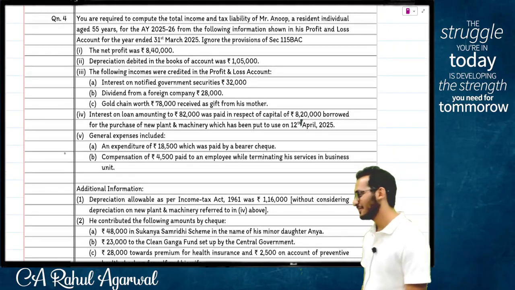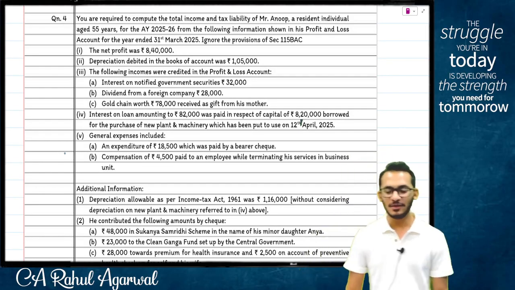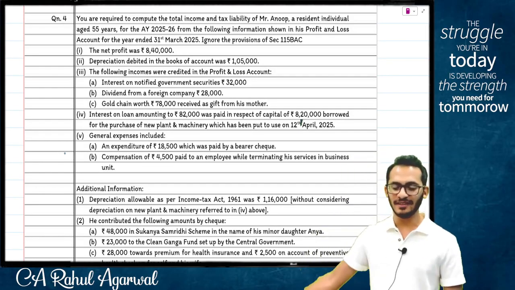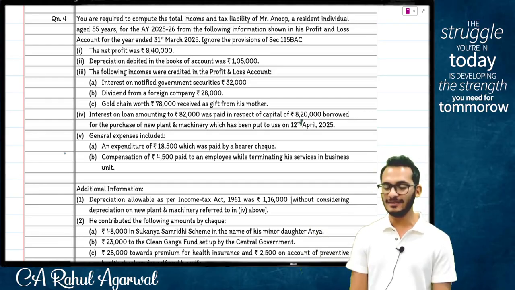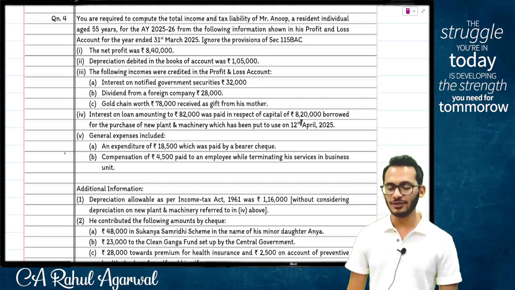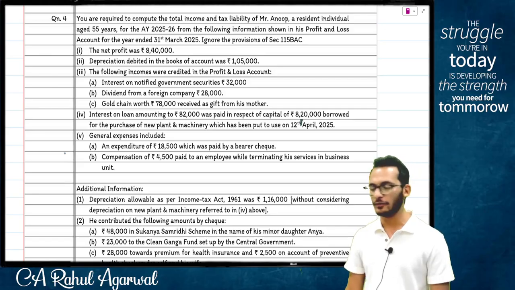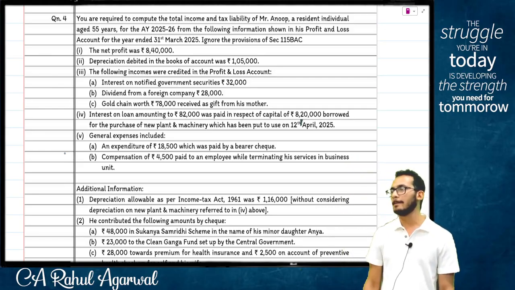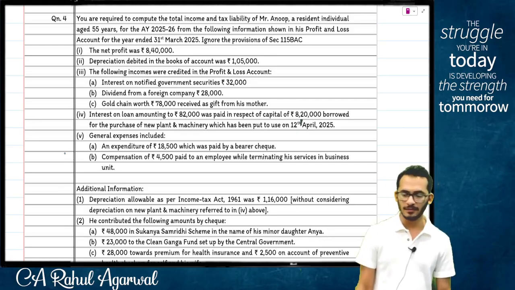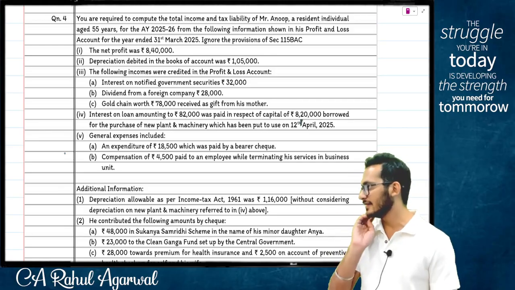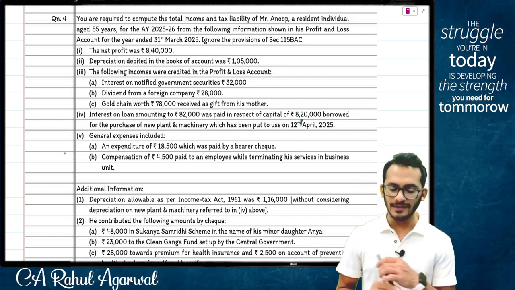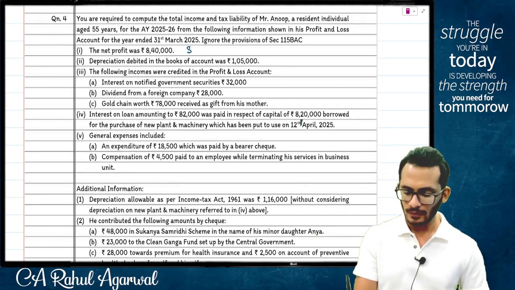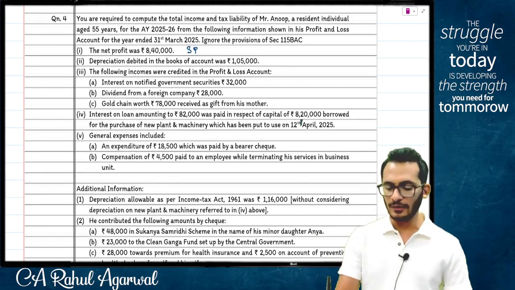Question number 4. You are required to compute the total income and tax liability of Anup, a resident individual, for the assessment year 25-26 from the following information shown in the P&L account. You are ignoring provisions of 115BA. They want total income and tax payable, but the question says alternate tax regime. The net profit is given as 8,40,000. Depreciation debited in books is 1,05,000.